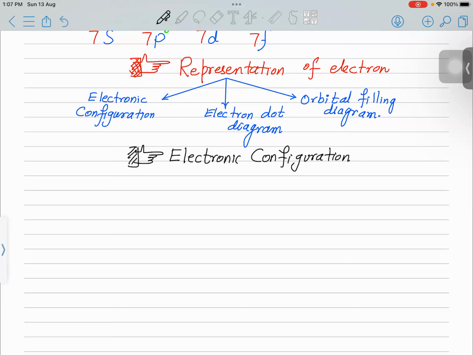Can you tell me what is electronic configuration? The arrangement of electrons, right? Yes, arrangement of electrons. You have studied in O level the arrangement of electrons within the orbits, K orbit, L orbit, right? But in A level, electronic configuration means arrangement of electrons within the orbital.